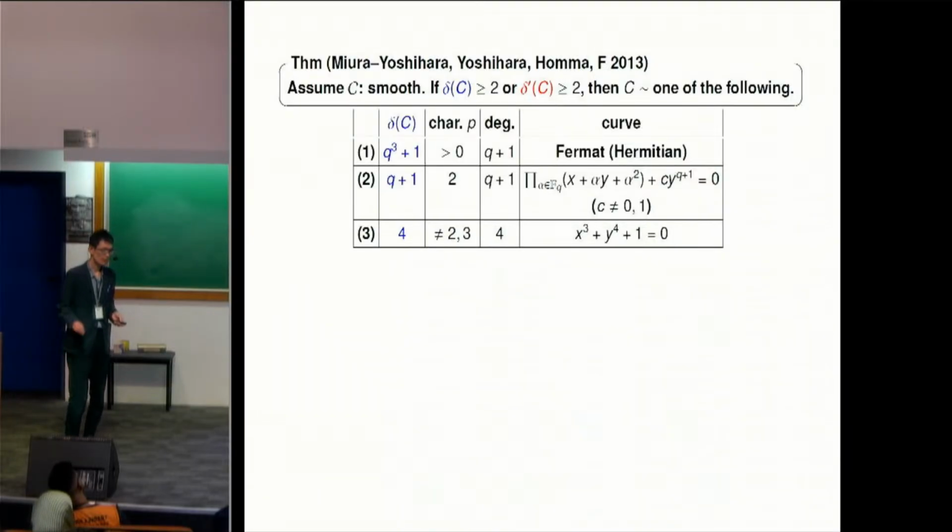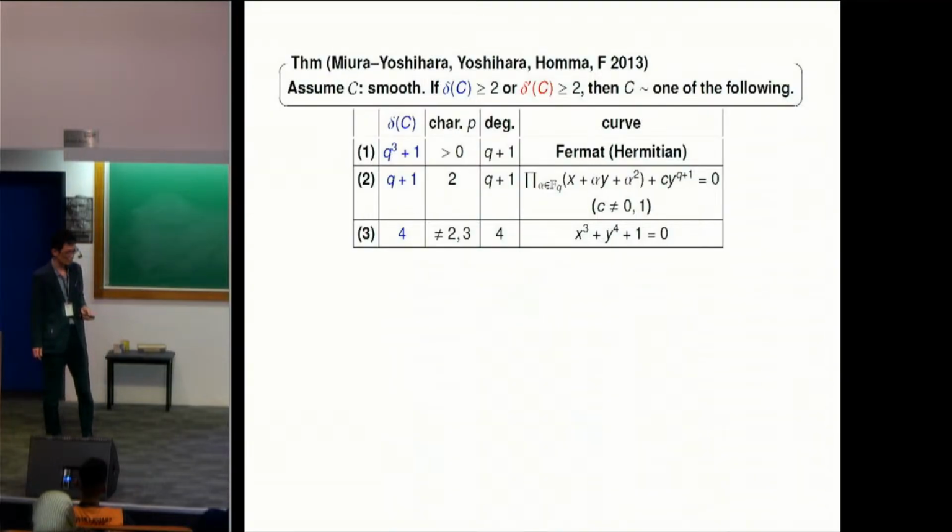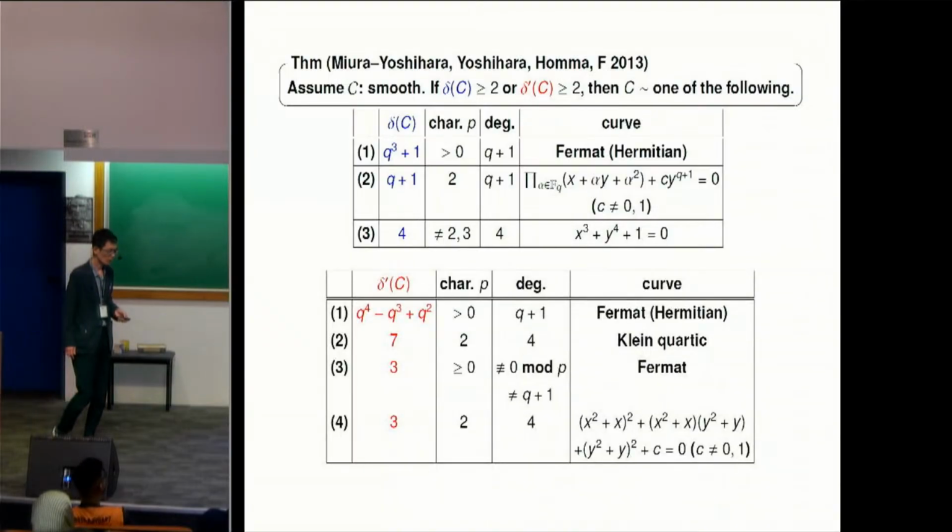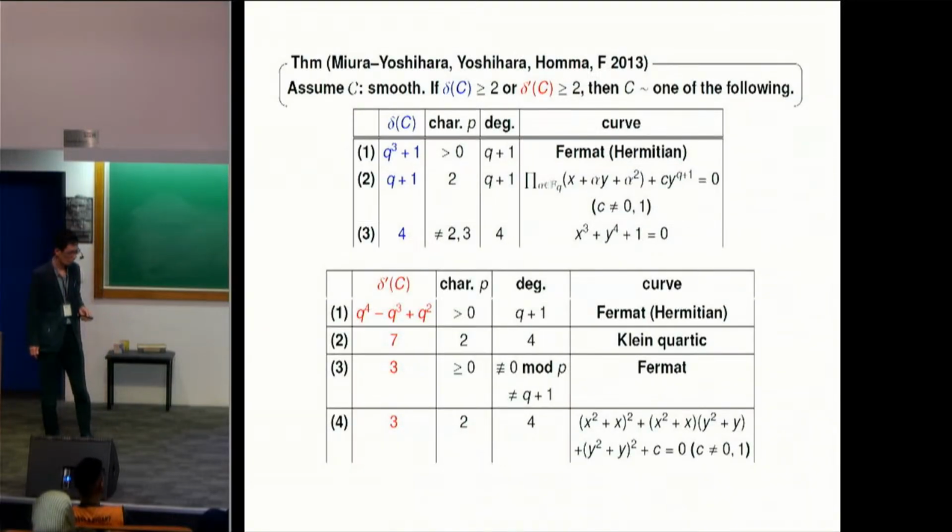For inner Galois points, 3 types appear. The top is the Hermitian curve, which is the Fermat curve of degree q plus 1. The second is a special curve in characteristic 2. The third is the Klein quartic defined by x^3 plus y^4 plus 1 equals 0. For outer Galois points, there are 4 types. The top is the Hermitian, and the second is the Klein quartic in characteristic 2. The third is the Fermat. The fourth is a special curve in characteristic 2.